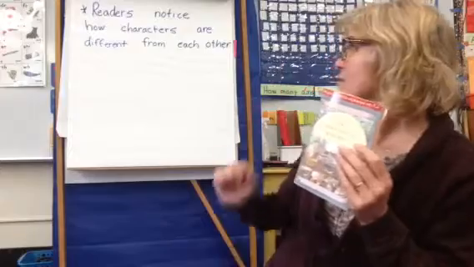Now, the interesting thing about this book is there are 3 main characters, the cousins. And I want to talk a little bit about the fact that readers notice how characters are different from each other before we start reading this book. Because sometimes when there's 3 characters that are very similar, it's kind of hard to keep track of which one's which. There's 3 girls, but they're all very different. Just like you're different than your friends, even though you're all the same age.